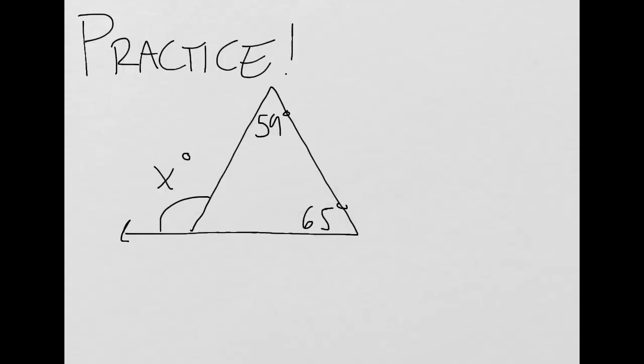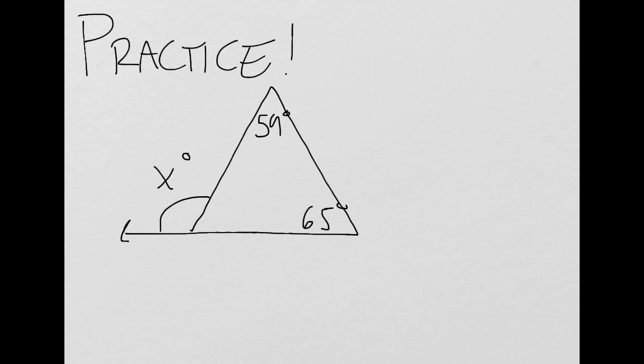Now it's time for some practice. So I'm giving you a triangle here with exterior angle x degrees, and then our remote interior angles are 59 degrees and 65 degrees. And so I would like you to go ahead and find x for me. So go ahead and pause the video and use our theorem to find x.